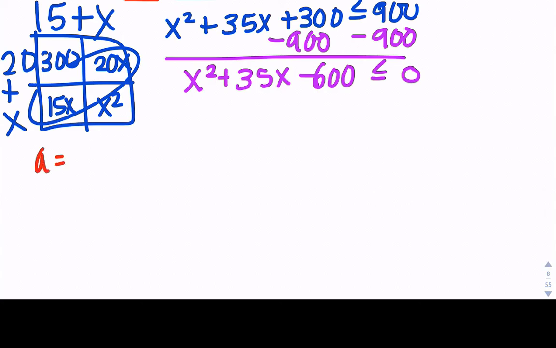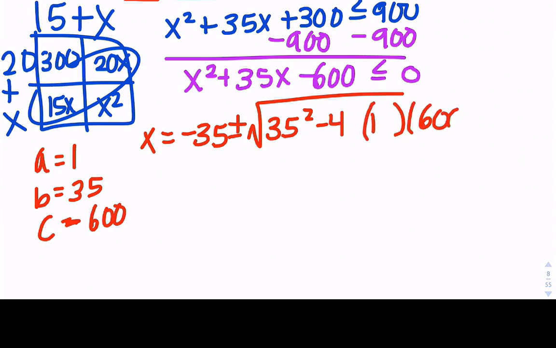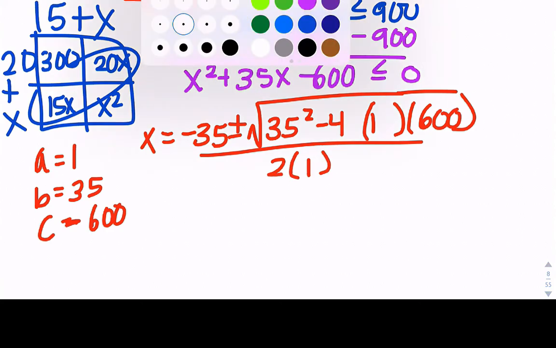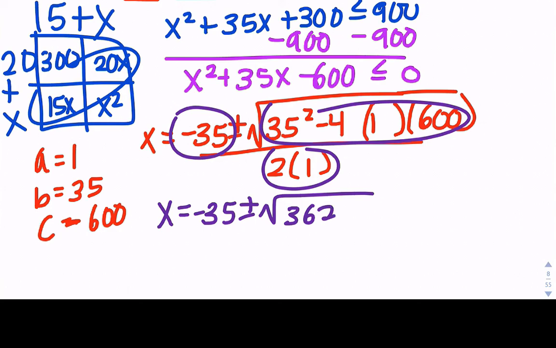So here a is 1, b is 35, c is negative 600. Let's plug into quadratic formula. x equals opposite b plus or minus the square root of b squared minus 4ac all over 2a. Figure out your 3 parts of your quadratic here. x equals negative 35 plus or minus the square root of, I get 3625 all over 2.